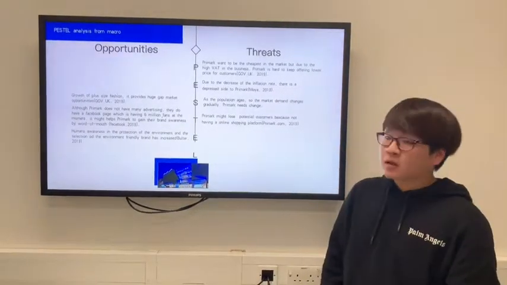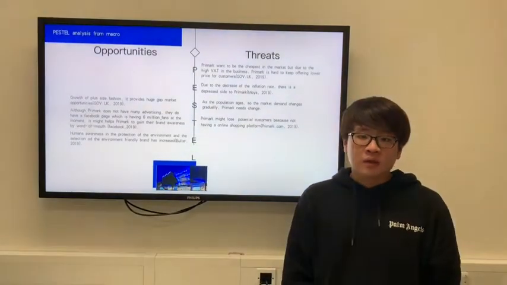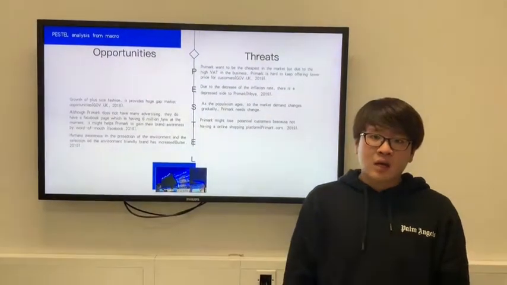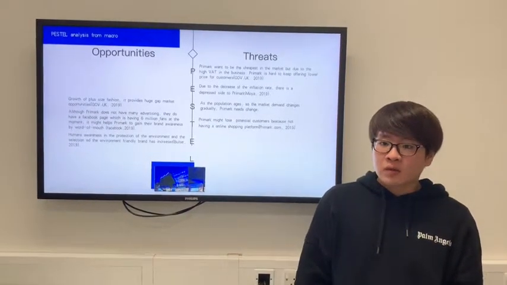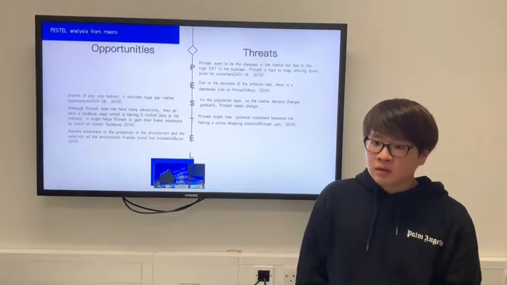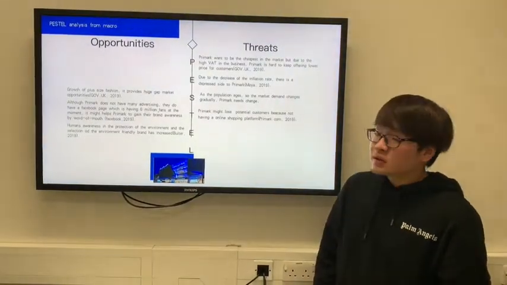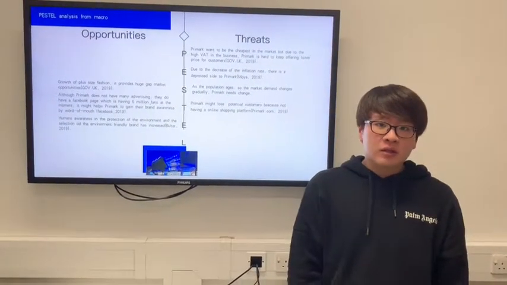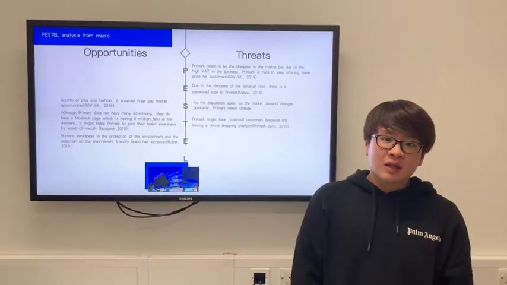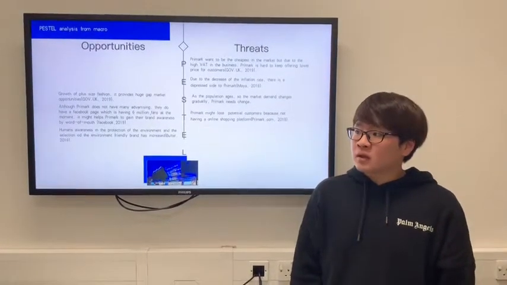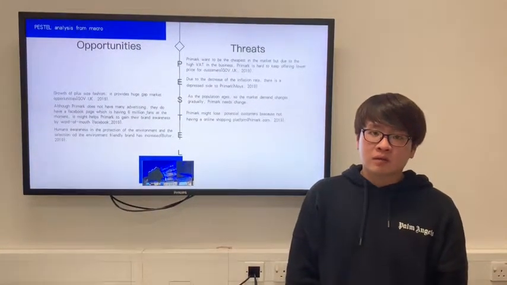The next is the social factor. The obese population continues to rise, and the sizes in the market will change. This is a new market, and it will give PRIMARK great opportunities to increase its market share. On the other hand, the problem of population aging continues to rise, and PRIMARK's key customer area is young people, which is a problem that PRIMARK has to face.